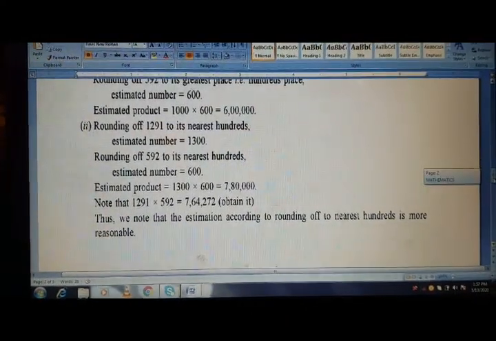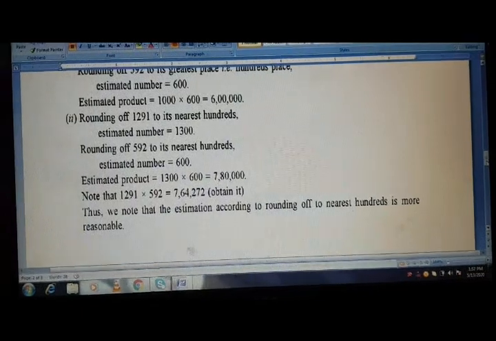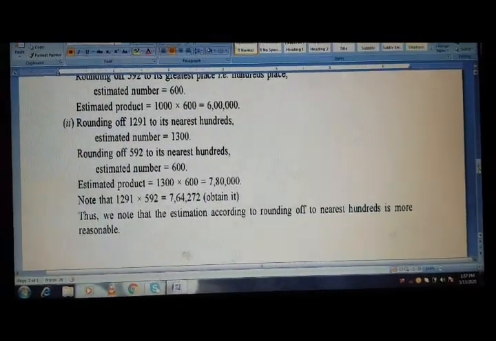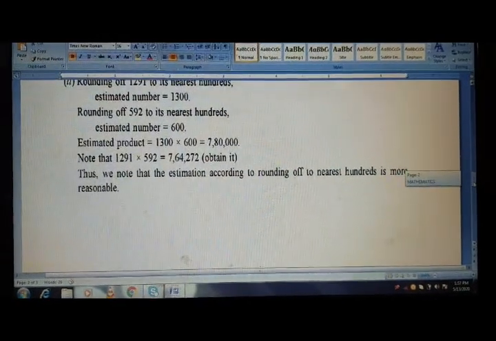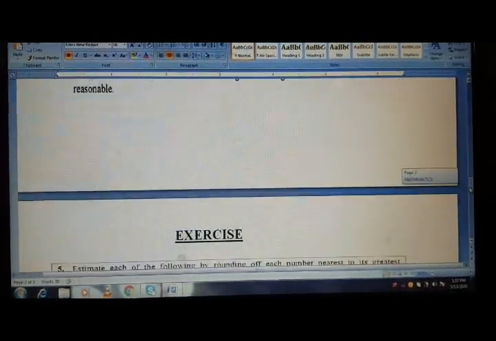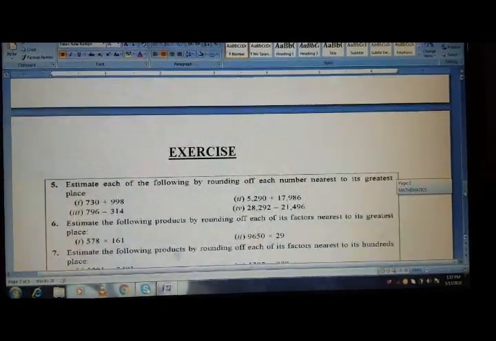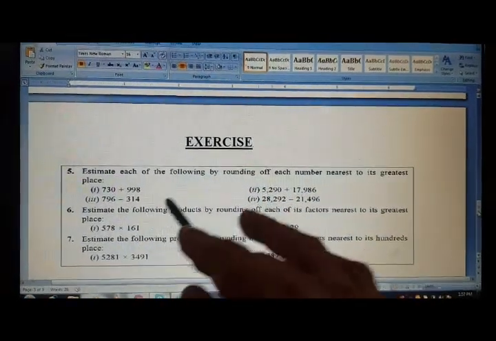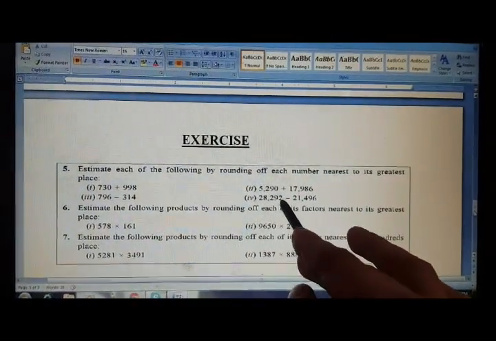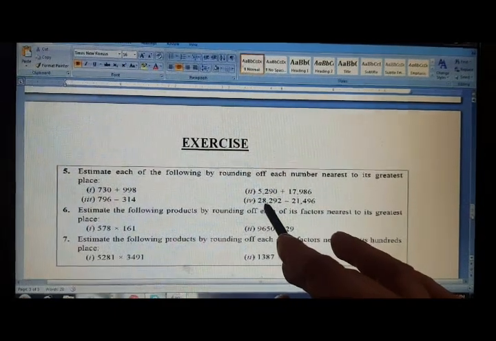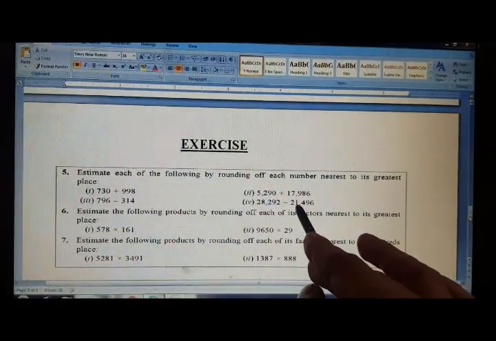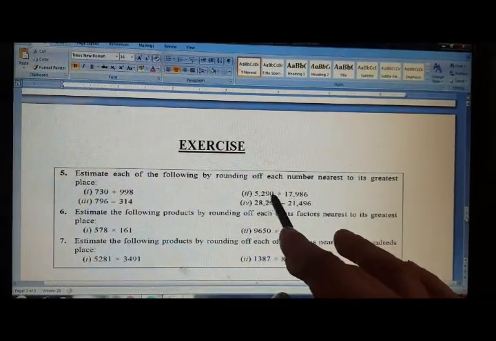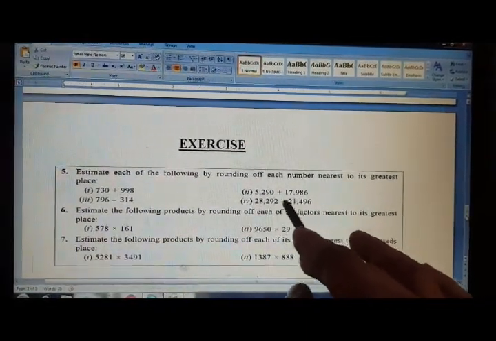So this is all about the plus, minus and multiply estimation sums, and you will be able to solve the exercises if you go through these examples. Now see, this is nearest to its greatest place, that means hundreds. Here it is 10,000: ones, tens, hundreds, thousands, 10,000. So from thousands you will check. Here also from thousands you will check. Here from hundreds you will check, and round off to 1,000, round off to 10,000.